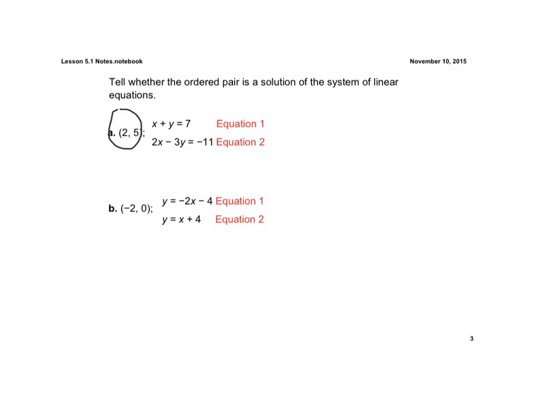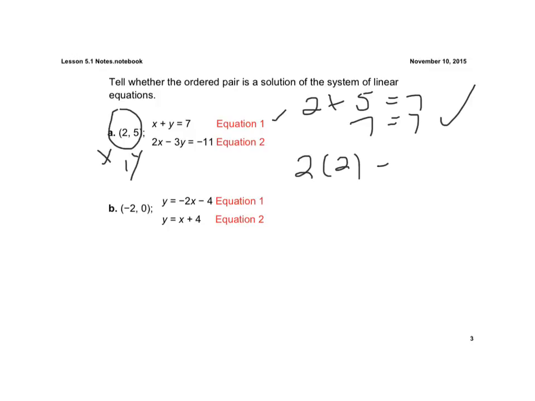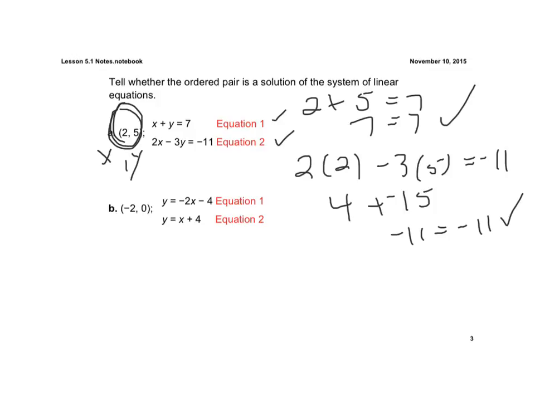Remember, it's always x followed by the y. So we go 2 plus 5 equals 7. Well, 7 equals 7. That checks for the first equation. Now we're going to plug it into the second one. So it's 2 times 2 minus 3 times 5 is supposed to equal negative 11. Well, 2 times 2 is 4, minus 3 times 5 is 15. Keep change. That's negative 11 equals negative 11. That checks. Since this ordered pair makes both equations true, this is a solution.